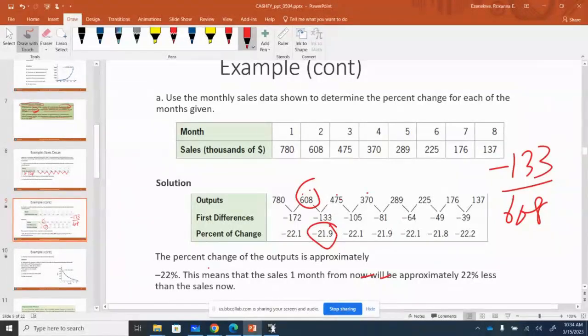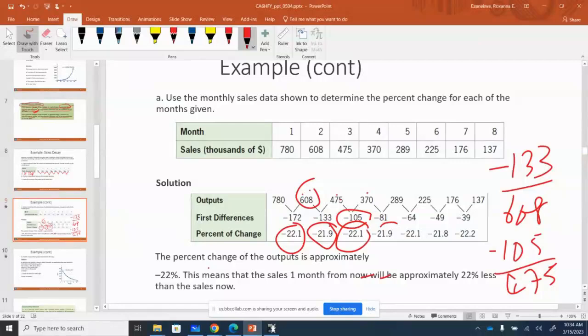Something happens here, right here: negative 105 divided by 475, you get 0.219. So I just want you to see that the percent changes for all of them are very close to each other. It is 22 point.